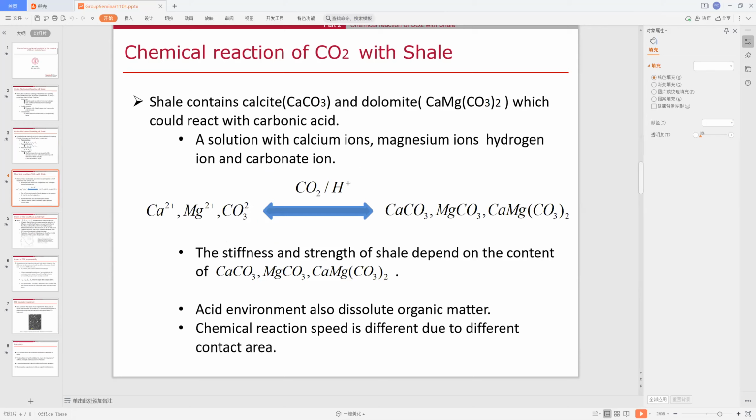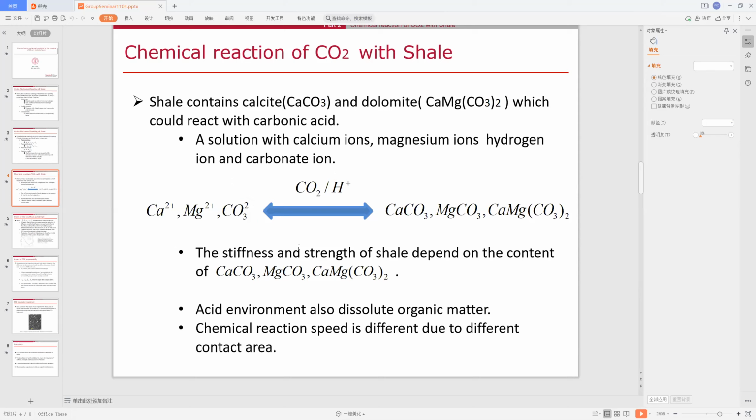Let's look at how the carbon dioxide reacts with shale. We know that shale contains calcite and dolomite, which could react with carbonic acid. Given an acid environment, we end up with a solution with calcium ions, magnesium ions, hydrogen ions, and carbonate ions. So we have a chemical reaction balance now. If we inject carbon dioxide here, we will facilitate the reaction in the reverse direction, which will reduce the content of calcite and so on.